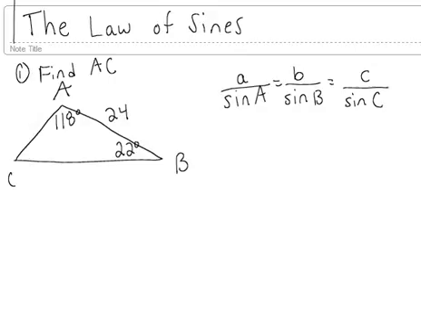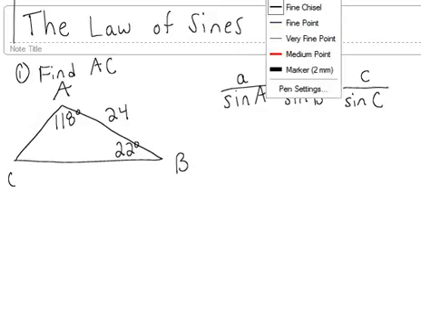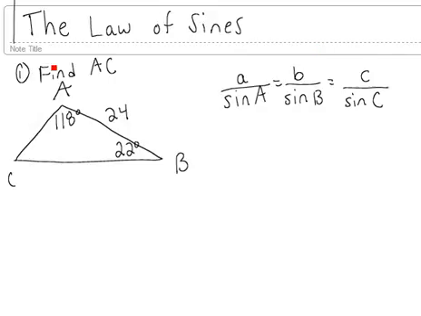So let's see what information we have here. We have angle A is 118 degrees. So this would be little a over here. We don't know what little a is. All right? We have angle B is 22 degrees. Opposite that would be little b. We have angle C. It's not labeled, but we do have little c is 24. We're trying to find the side AC.